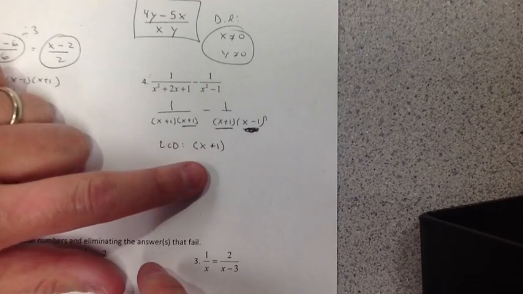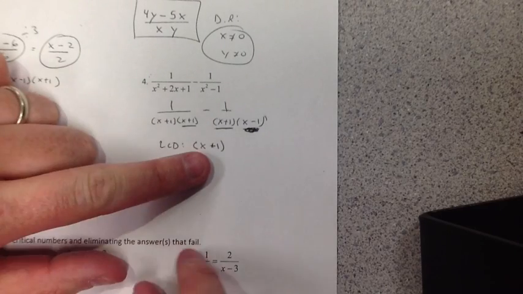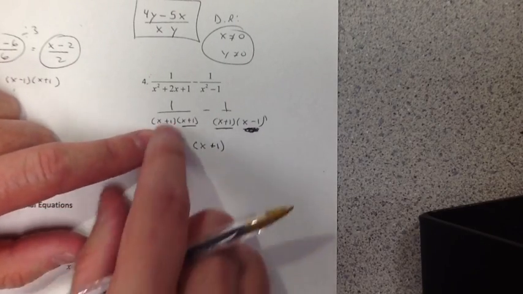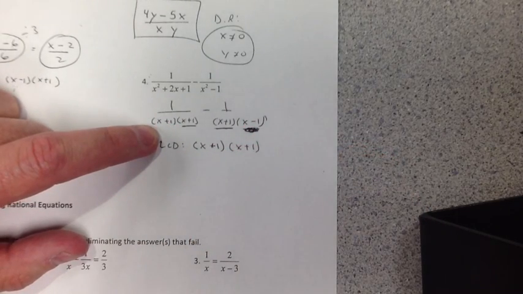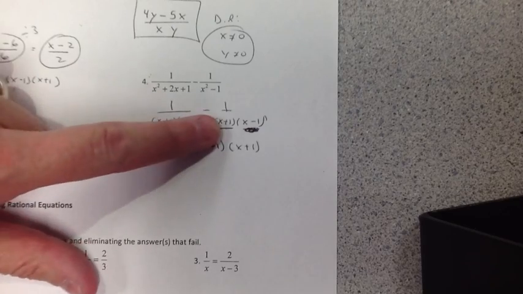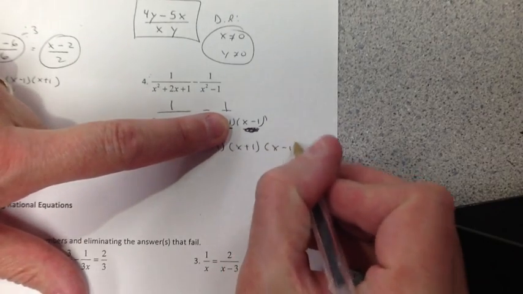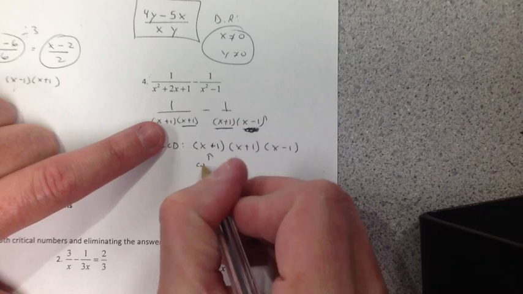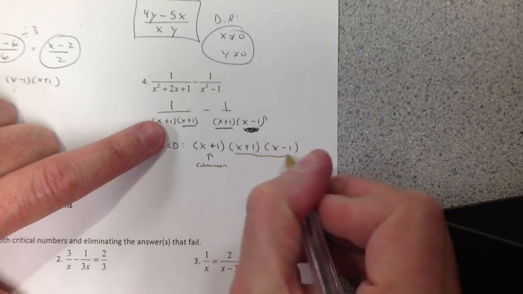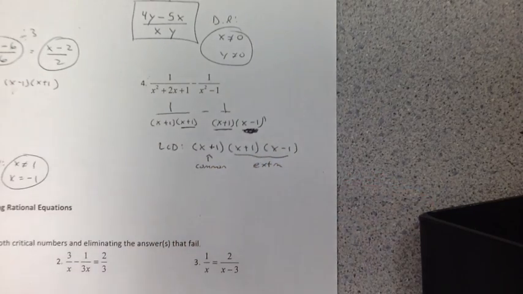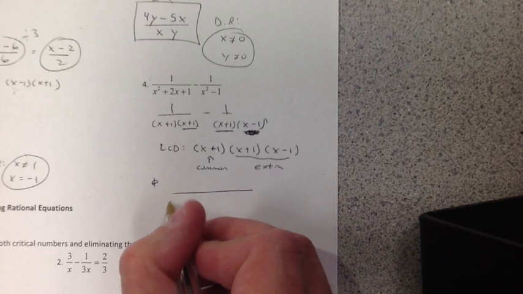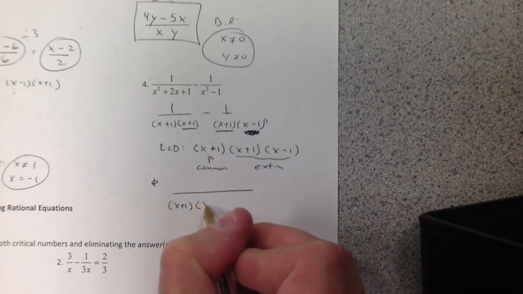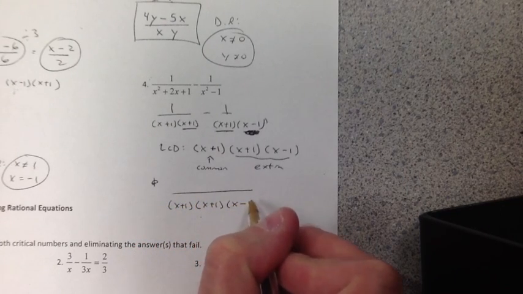Now, after I find out what they have in common, they get the least one. Now I'm going to take a look at what they don't have in common. This has an additional x plus 1. So I have to include that one. This one has an additional x minus 1. So you're going to take a look at what they have in common, and then you can look at the extras. What's left over. So when I rewrite this, my common denominator is going to be (x plus 1)(x plus 1)(x minus 1).